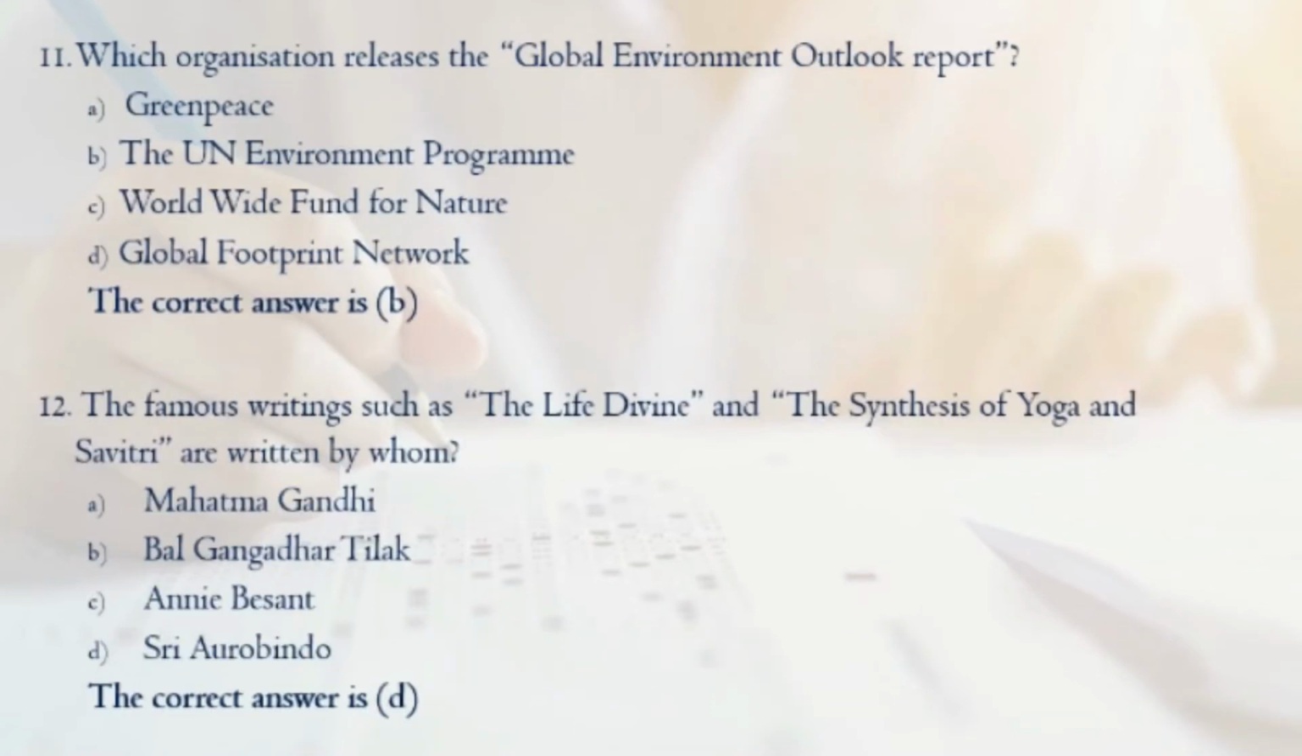The next question is, which organization releases the Global Environment Outlook Report? A. Greenpeace, B. The UN Environment Programme, C. Worldwide Fund for Nature, and D. Global Footprint Network. And the correct answer is B.